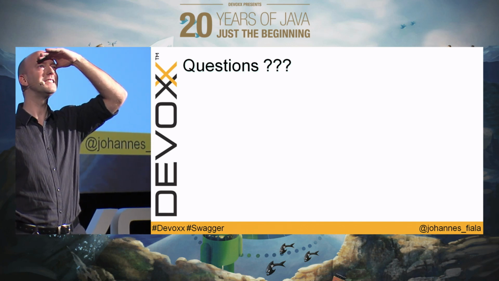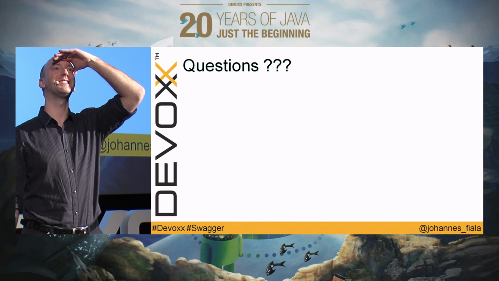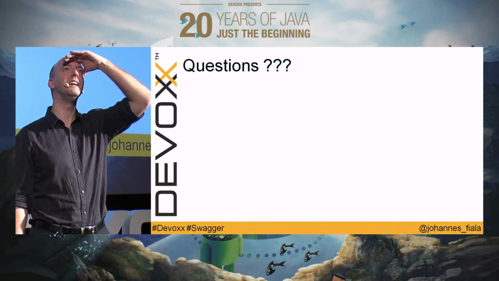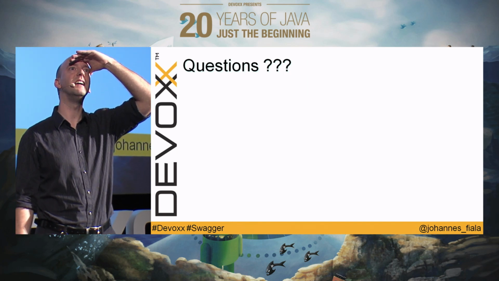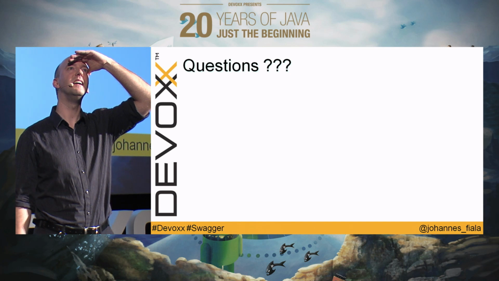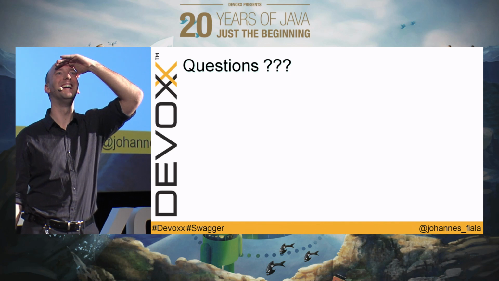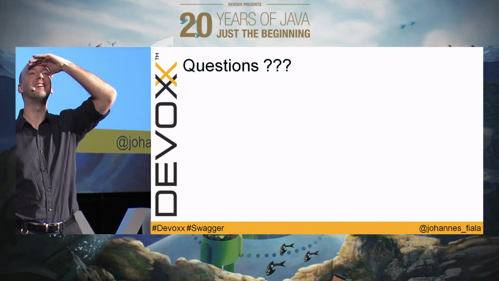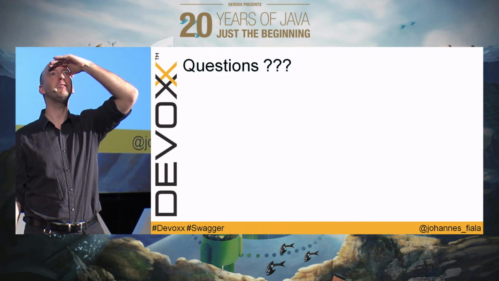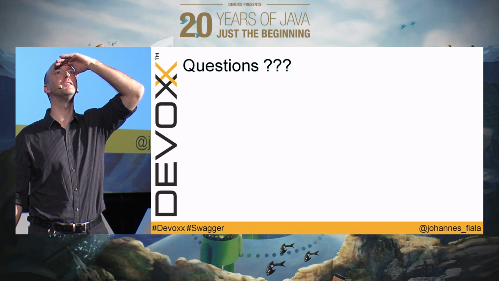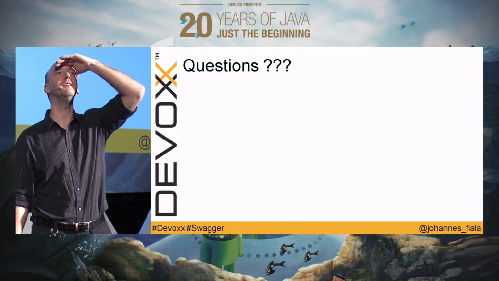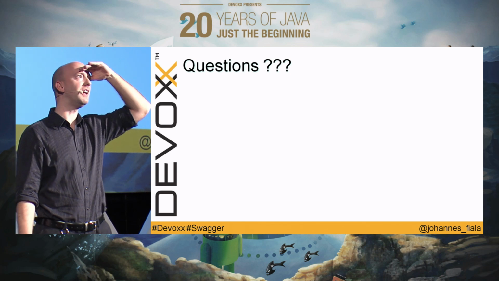Hello? Yes. Can you hear me? Yeah. I'm using the Enunciate library at the moment. How would you compare Swagger with Enunciate? Do you know Enunciate? No, I'm sorry. Okay. You can show it to me afterwards, and we can take a look at it together. Any other question?